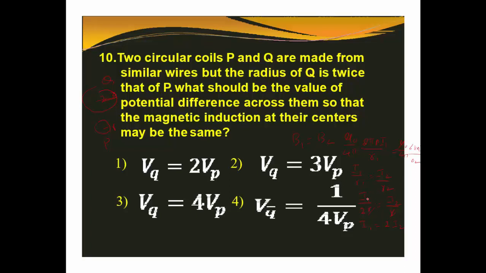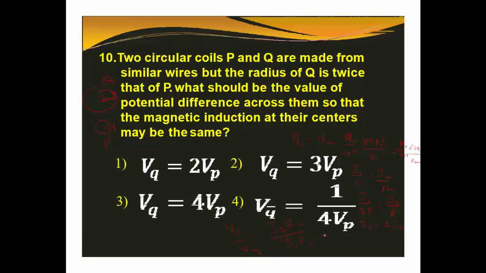So now we can get Vp by Vq. Vp means potential of P, and Vq stands for potential of Q. Potential of P I will write as current I2 into resistance, and for Q, current I1 into resistance of Q.